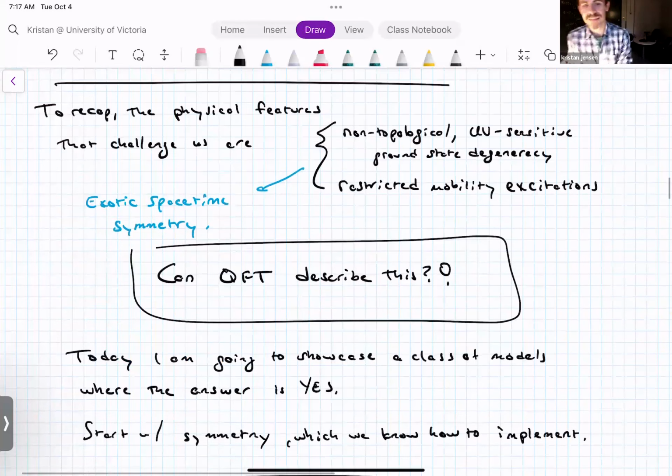So today I'm going to showcase a class of models where the answer is basically yes, if you're willing to be a little bit more flexible with your definition of what quantum field theory is. And the thread that we're going to follow is that all this funny physics is really a consequence of these exotic symmetries. And at least as high energy theorists, we know how to implement symmetry in a systematic way.